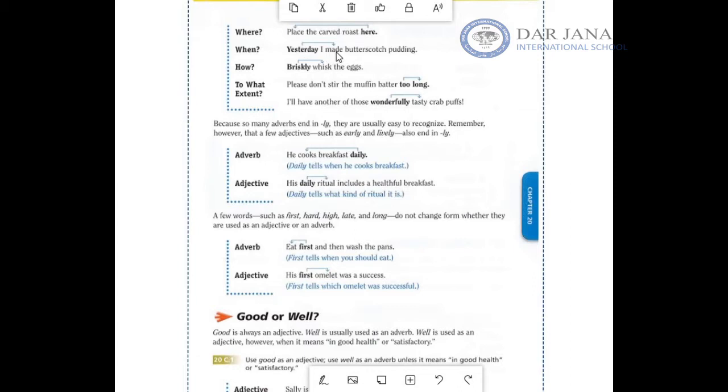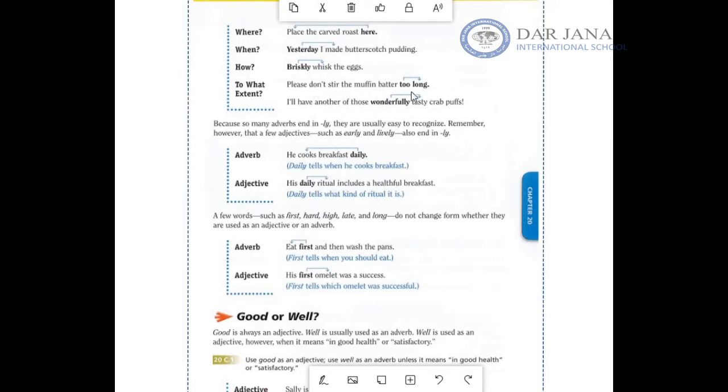When did I make it? It's yesterday. So yesterday is an adverb that modifies the verb made. The next example, briskly whisk the eggs. Briskly is an adverb, and whisk is a verb, and it tells us how. How are the eggs whisked, or how should the eggs be whisked? Briskly is the answer. So briskly is an adverb that modifies the verb whisk.